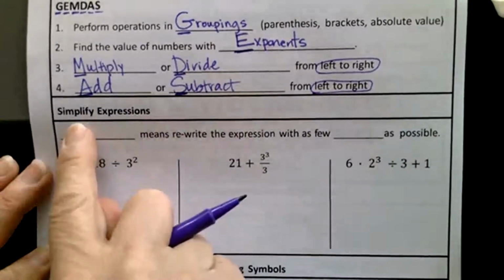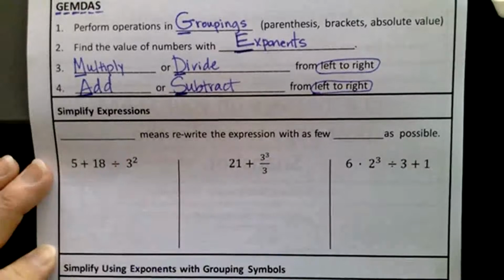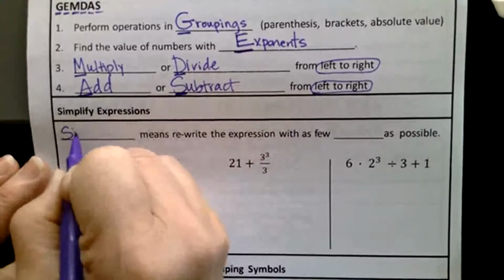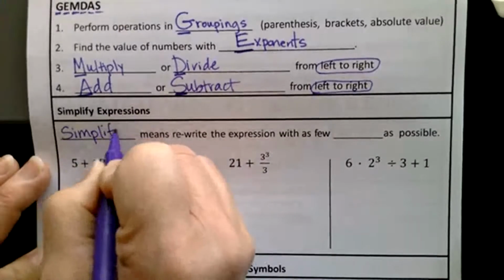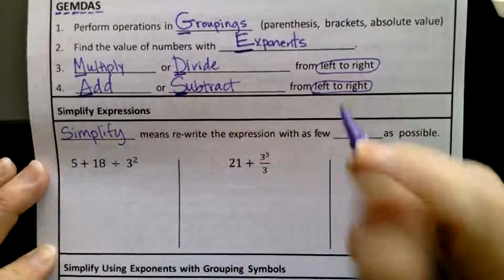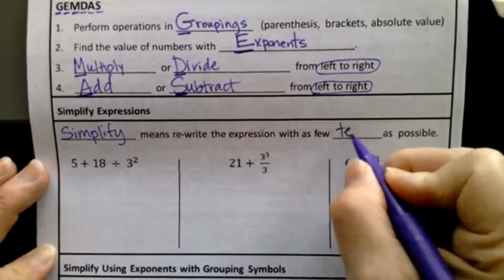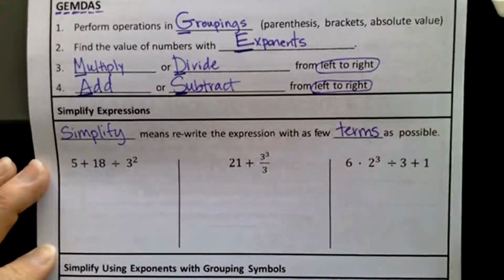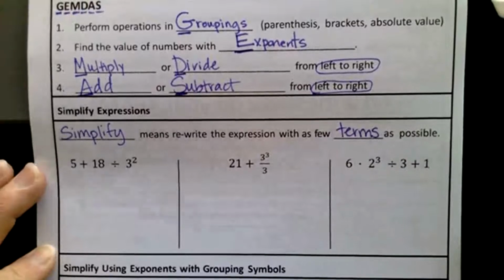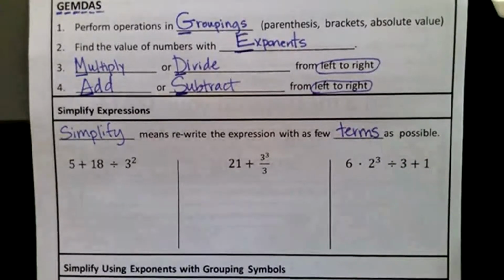You're going to see things that say simplify expressions, and sometimes they say evaluate the expression. Basically, when you simplify, you are going to write the expression with as few terms as possible. So you're going to make it as short as you can possibly make it. Terms are parts of an expression that are separated by addition or subtraction. So anything that's being added together or subtracted, those are terms. So you want as few terms as possible.